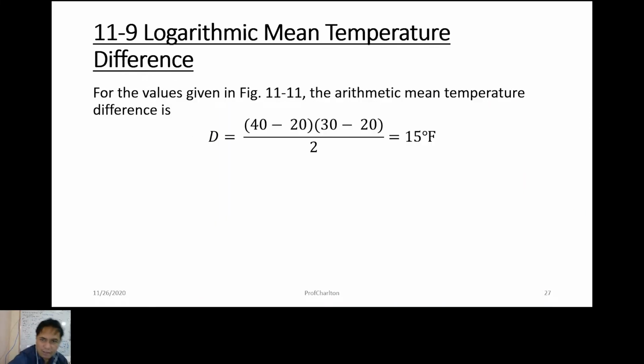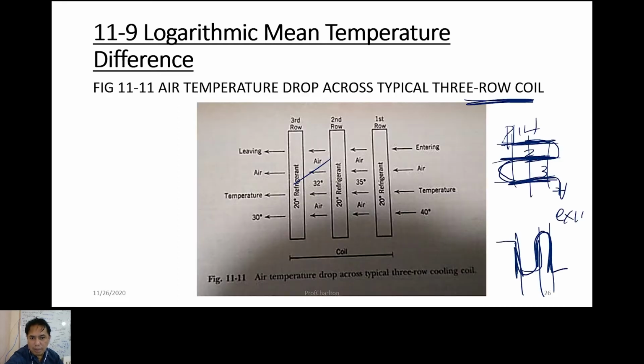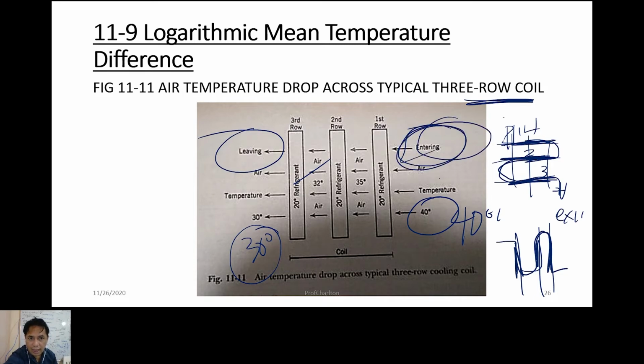For the values given in figure 11, the arithmetic mean temperature difference is this: 40 minus 20, then 30 minus 20. Why? Because here, look at this. 40 is here, right? 40 degrees centigrade. Then this one is 30 degrees centigrade when it goes out. How do you know it's going out? Because it says leaving. How do you know it is coming in? Because it says entering.